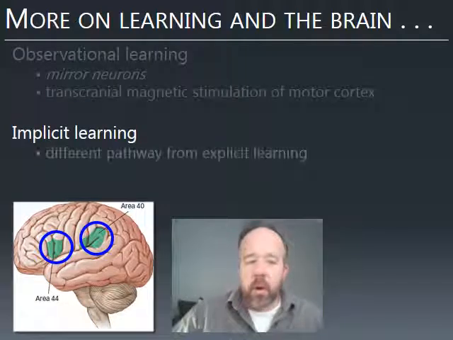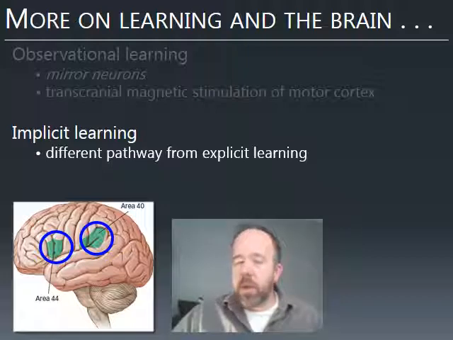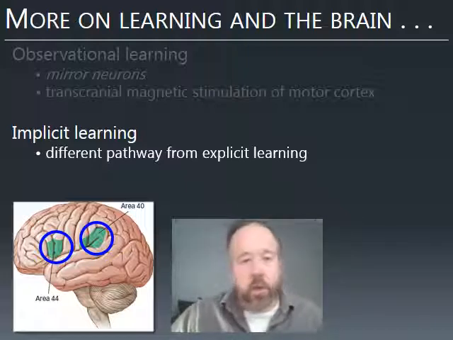For implicit learning seems to use a different pathway in the brain from explicit learning. Explicit learning most commonly uses the hippocampus, which is a structure I've mentioned before, and we'll talk about it extensively in our next unit on memory. But implicit learning doesn't seem to require the hippocampus.